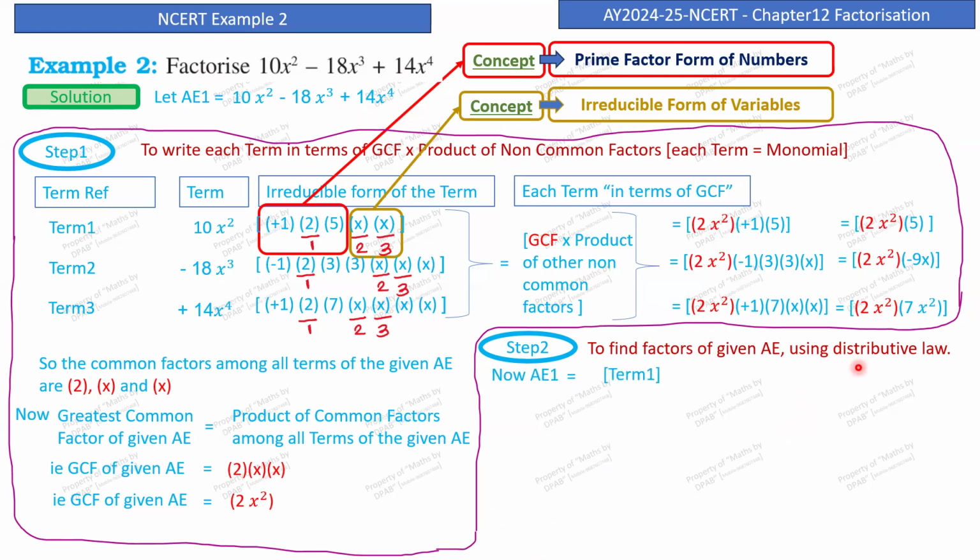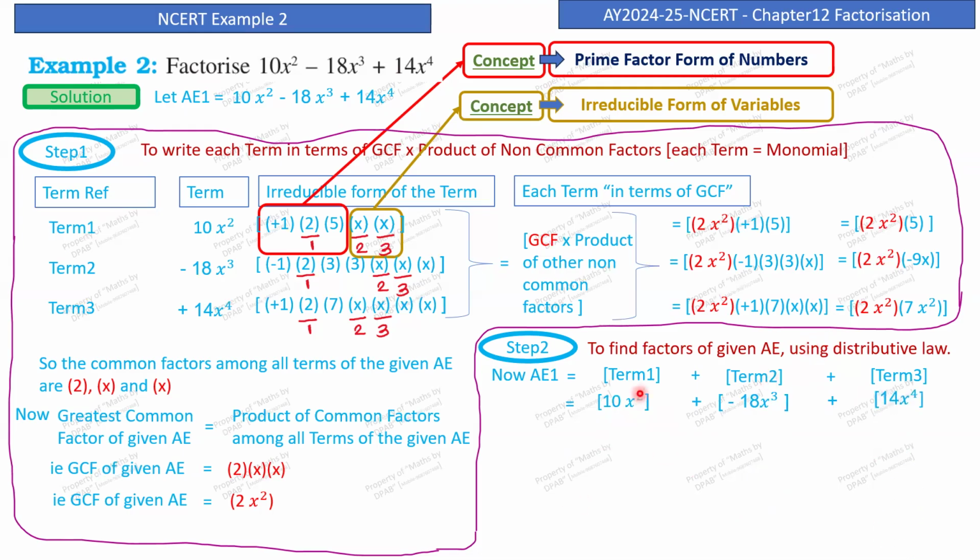Let's see this. Now AE1 equals term 1 in terms of greatest common factor, plus term 2 in terms of greatest common factor, plus term 3 in terms of greatest common factor. Please make a note. Like this we can write it. But people who are very fast will be able to understand without writing this also.